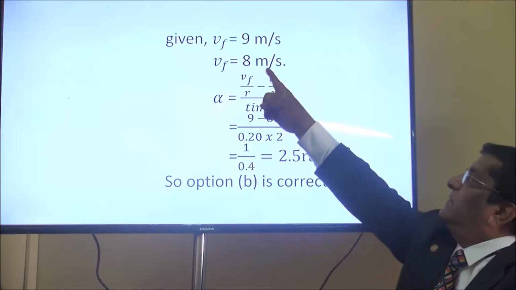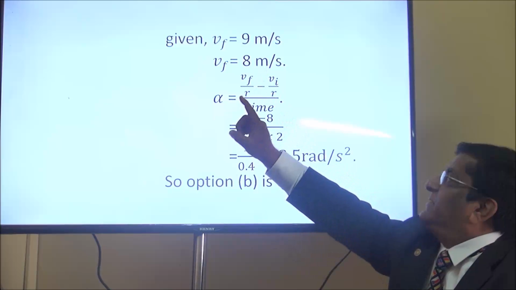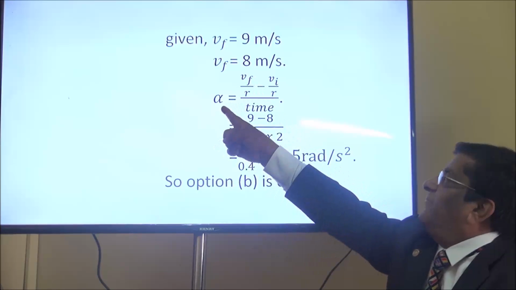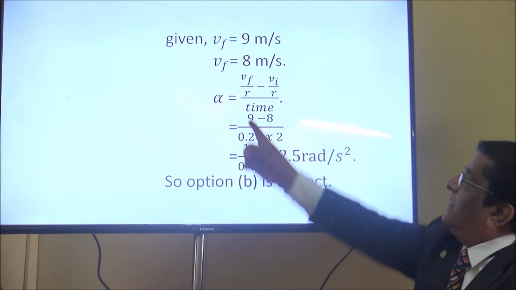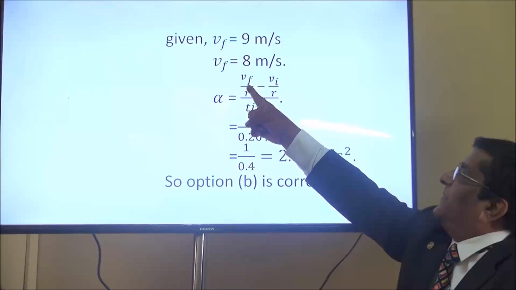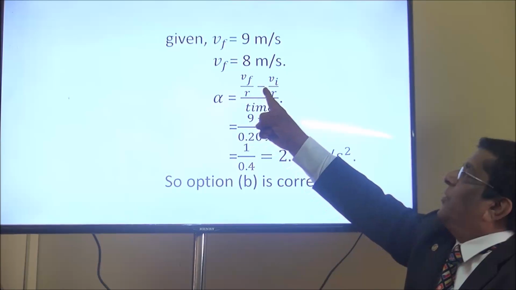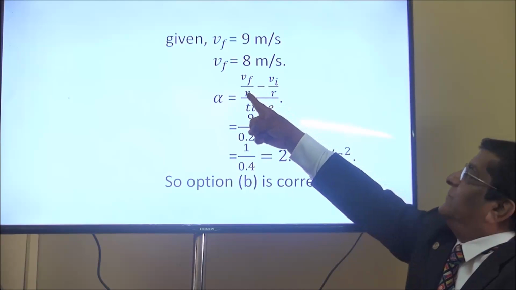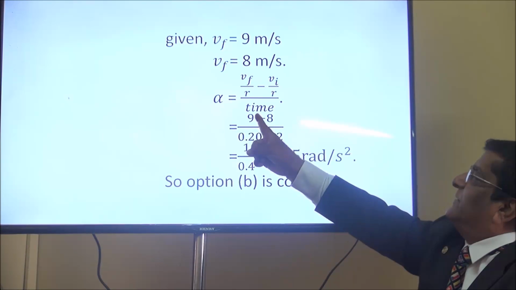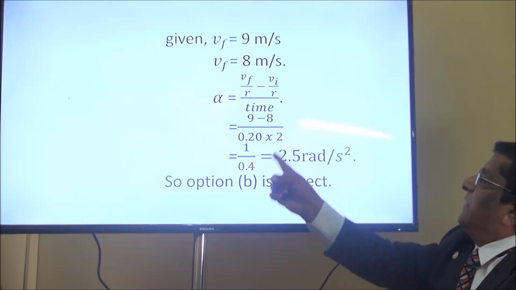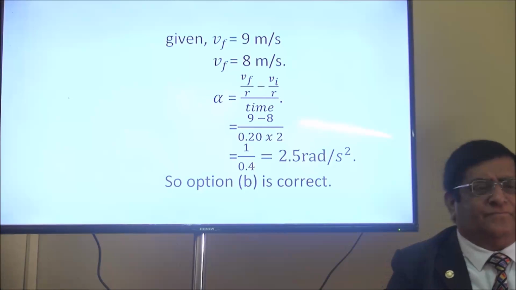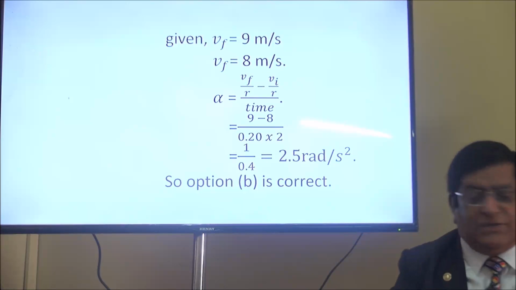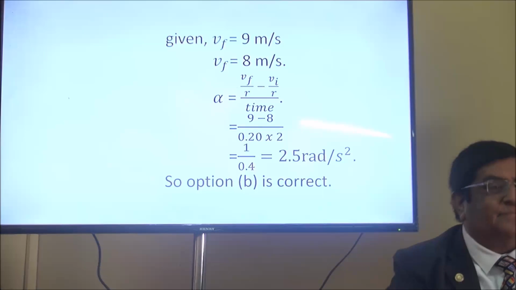Velocity final 9, initial 8, then alpha is equal to change in angular velocity. First angular velocity Vf upon R minus the initial angular velocity, divided by time. So it comes to this. You do it yourself, you will get the same answer. That will take less time. So B option is correct this way. Able to do it? Okay.